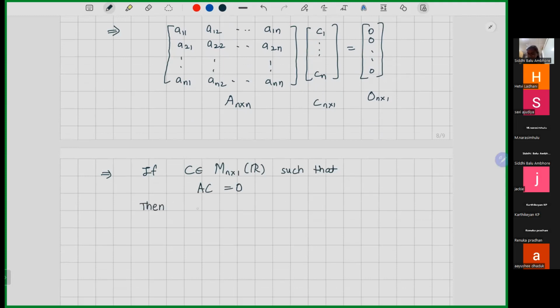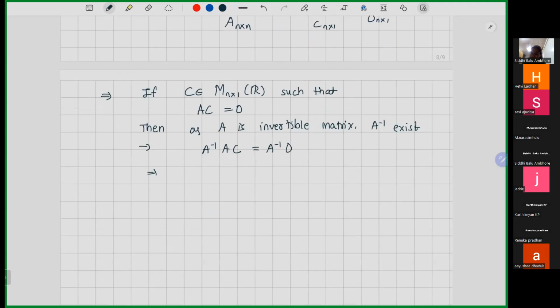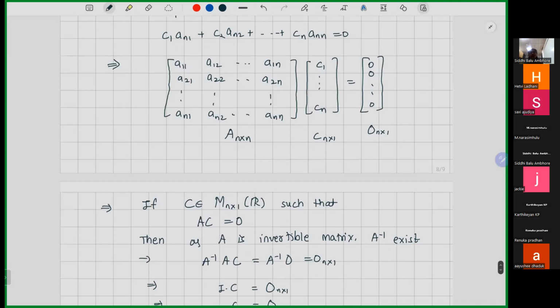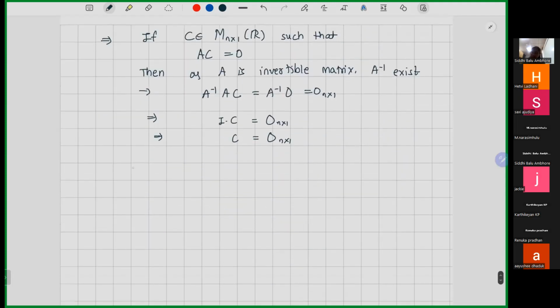Then as A is an invertible matrix, the A inverse exists, right? If I multiply this by A inverse, then I will get A inverse A C is equal to A inverse 0, and this is again the 0 matrix. But this is identity times C is equal to 0 matrix, and identity times any matrix is the same matrix. So I will get C equal to 0, which is an n cross 1 matrix. So if there exists any column vector C such that AC is 0, then that column C has to be 0, okay? So C is 0 implies that C1 is equal to C2 and so on, that is, all the entries of this C are 0, right?